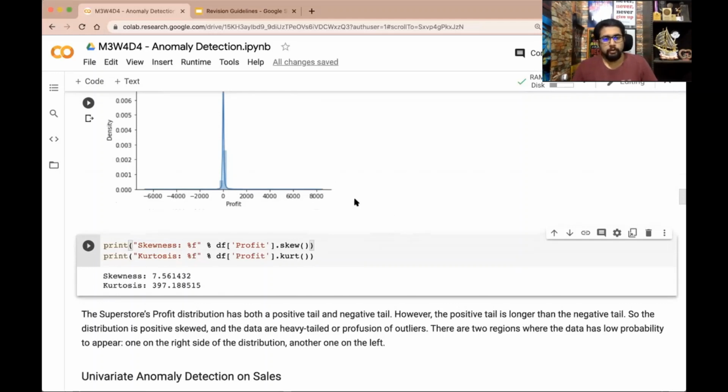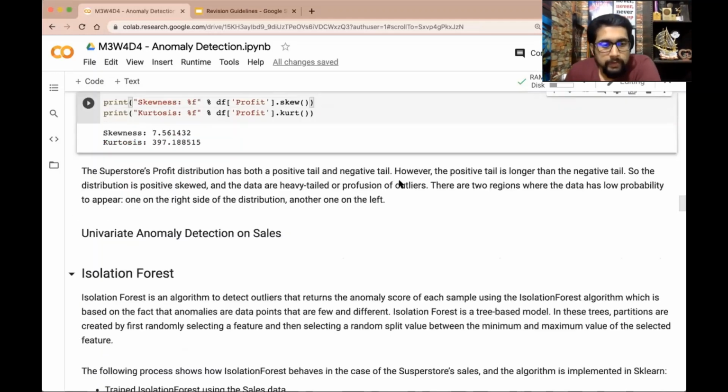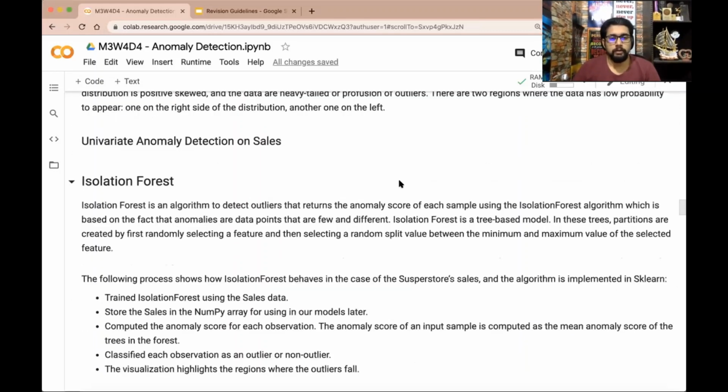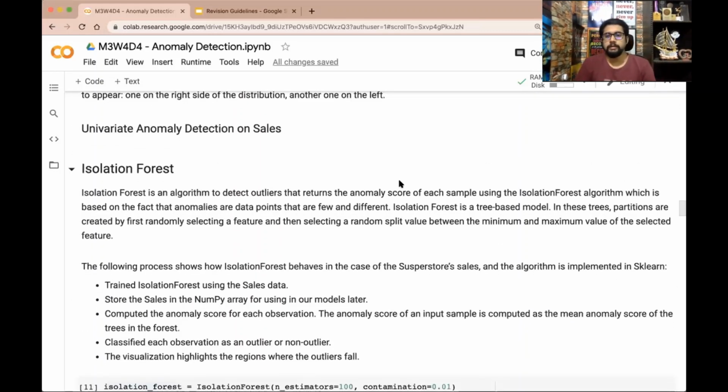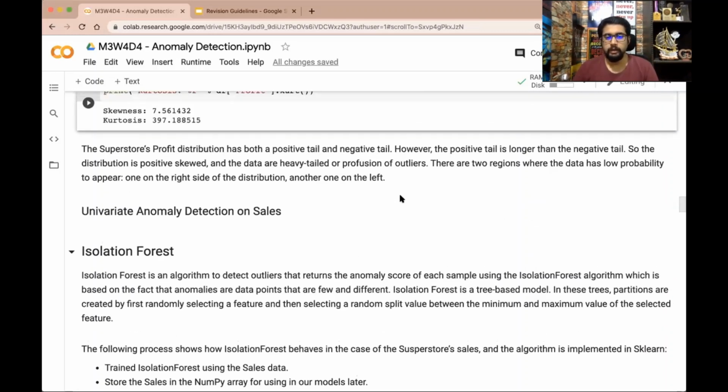Okay, so now we want to detect these anomalies, right? We'll be using an algorithm today called the isolation forest. Let's try to get an intuition of how this algorithm works and how it helps in detecting outliers. So let's draw a box plot.